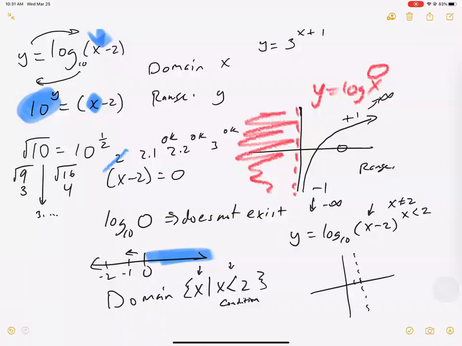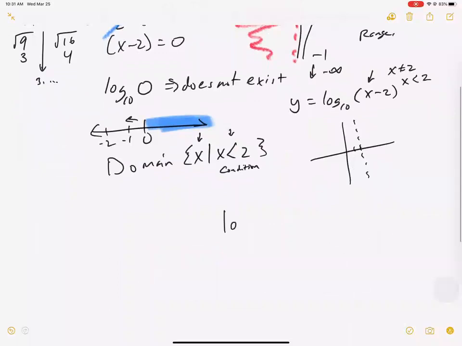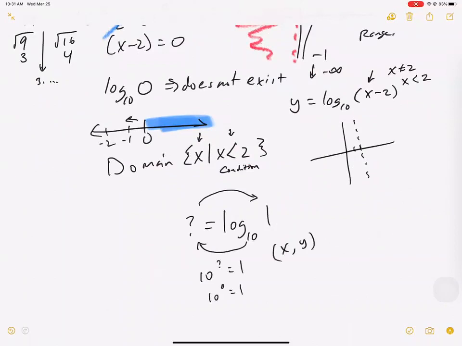What log do we know the answer of? One of our basic ones that we talked about before is log 10 to what exponent is 1? 10 to what exponent is 1? Well, 10 to the 0 power is 1. So if we say x is 1, what is y going to be? If x is 1, y is 0.